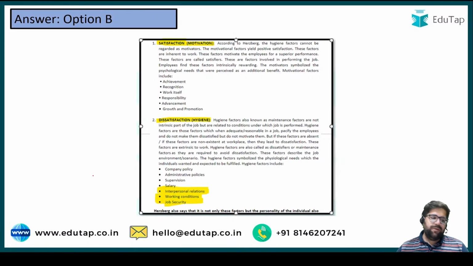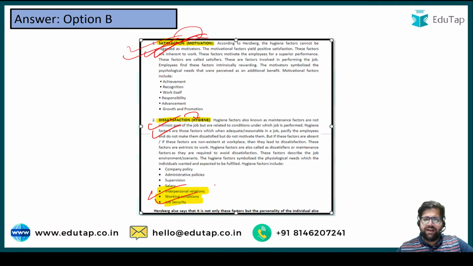The correct answer will be B. Again, I have just copy pasted the screenshot of the exact explanation which is there in your course. You can see that satisfier has been explained by different components: dissatisfaction, which is caused by hygiene factors, and satisfaction, which is caused by motivating factors. Again, each and everything has been explained very beautifully in your course.